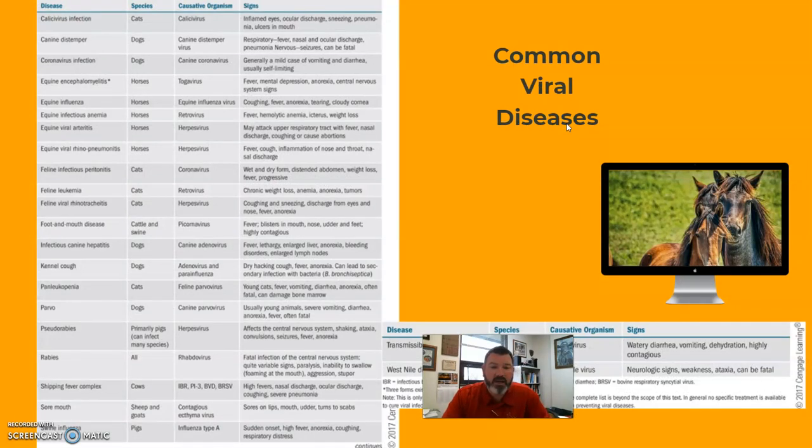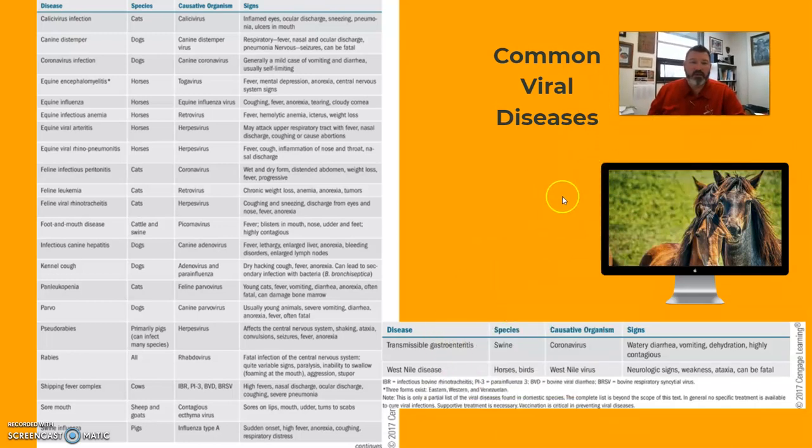Same thing when we talk about common viral diseases, and there's many, many of them for you to think about and be able to understand what to do with on your operation and with your animals. How do you battle these? How do you prevent them? What vaccines are important to maybe consider exposing your livestock to in order to help fight these off?